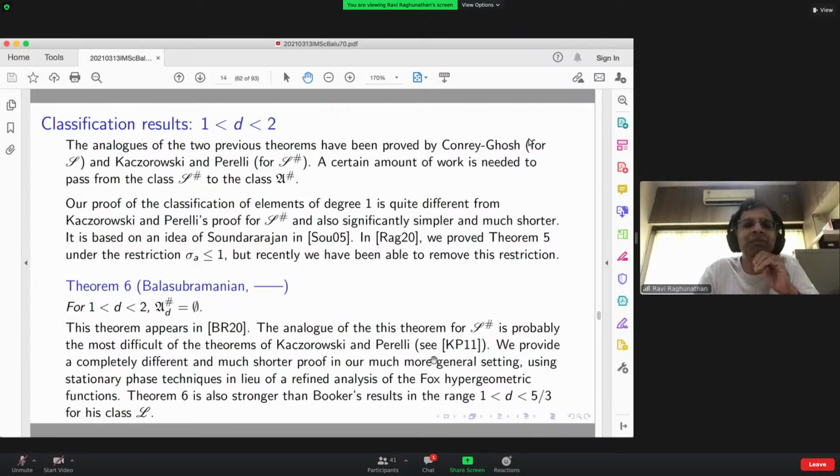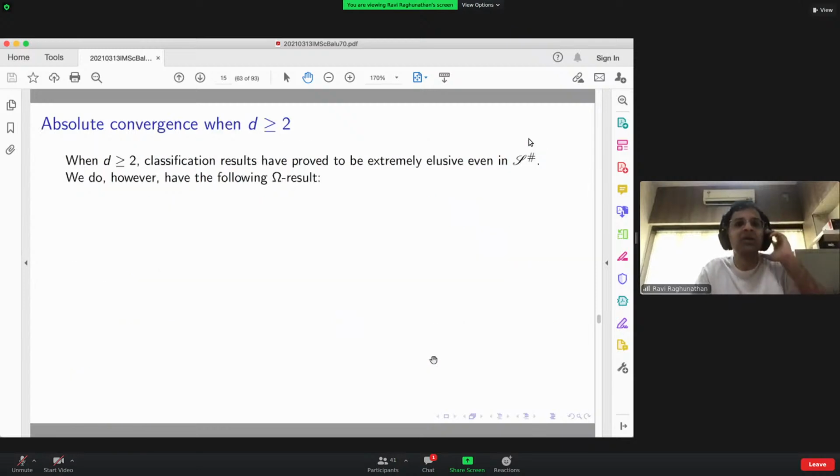What can we say for D bigger than or equal to 2? That is somewhat new. When D is bigger than or equal to 2, in general, there are no classification results. It's extremely hard, and even in S sharp, there seems to be some kind of natural barrier which is quite difficult to get over.